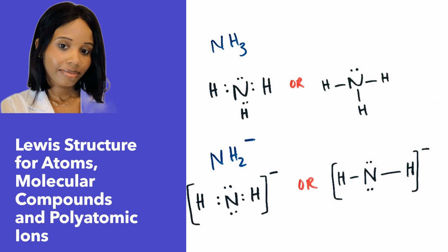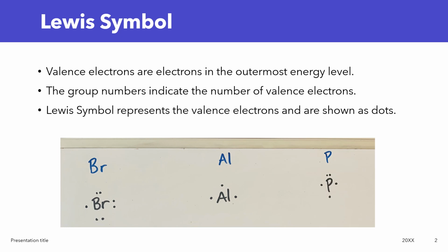Okay, let's get started. Before we talk about Lewis symbols, we need to first understand what valence electrons are. Valence electrons are electrons in the outermost energy level. The group number that each atom belongs to indicates the number of valence electrons. For example, sodium belongs to group 1A, so that means it has one valence electron. The Lewis symbol represents the valence electrons, and they are shown as dots.